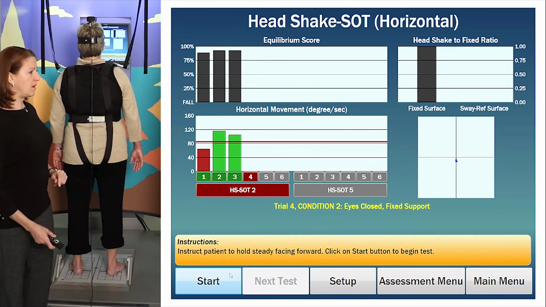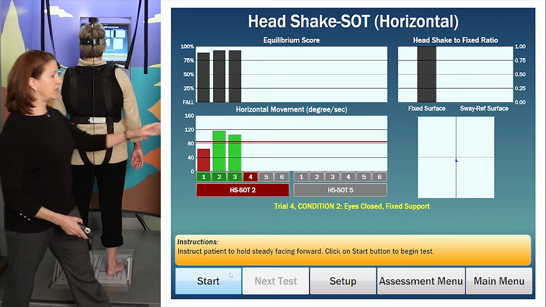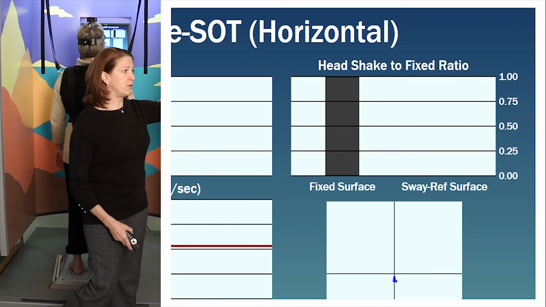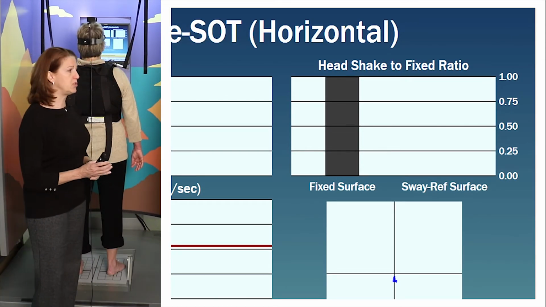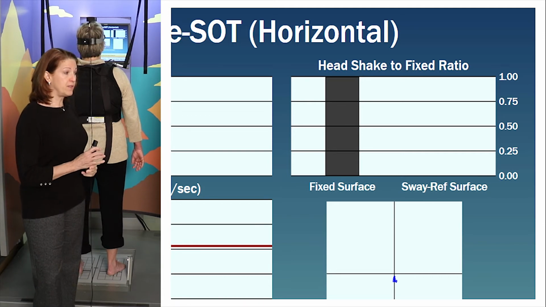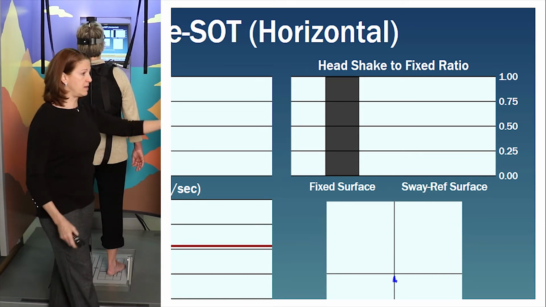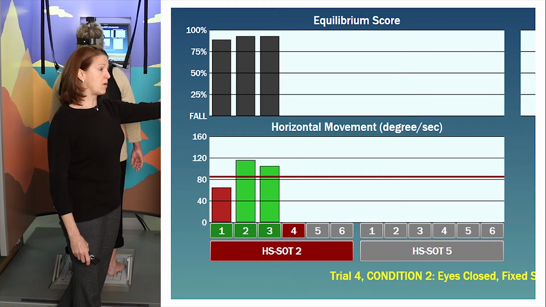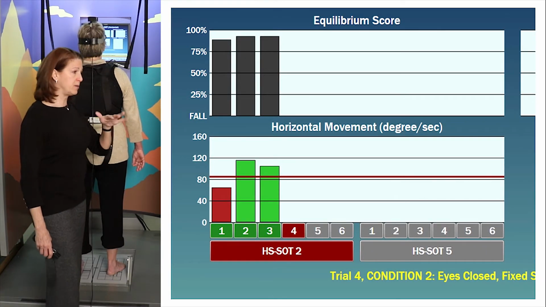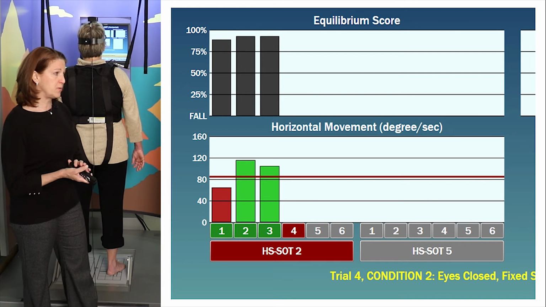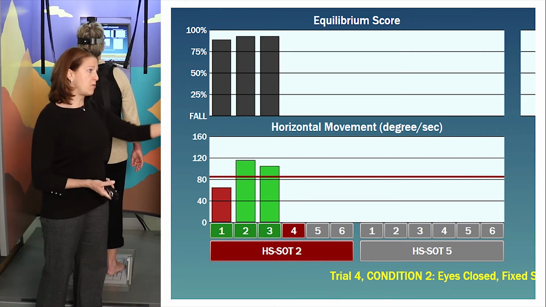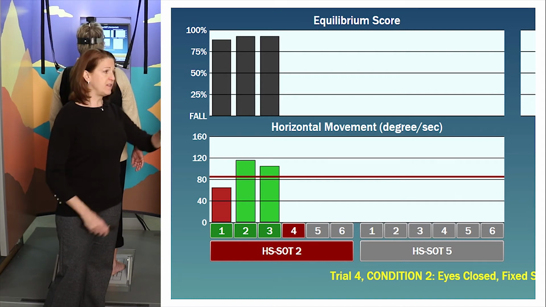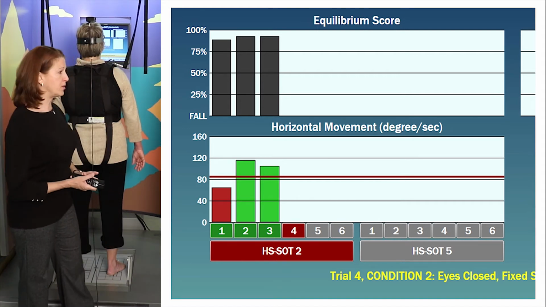Nicely done. All right, we should only have to do one. Oh, we actually got a stability bar here. So we have her fixed ratio for the head shake. So she only needed to do 3 of the available 6 conditions on the head shake SOT2 because she had good scores and not much variability on trials 2 and 3. Trial 1 gets thrown out on this test on both head shake SOT2 and 5. That's sort of like a practice trial for your patient.